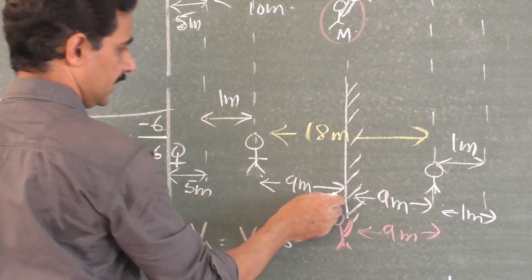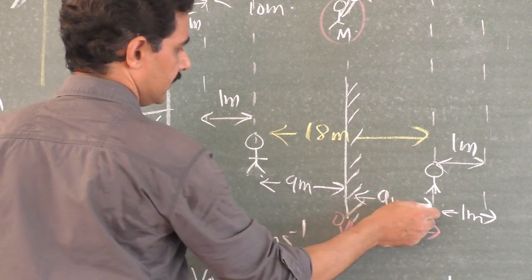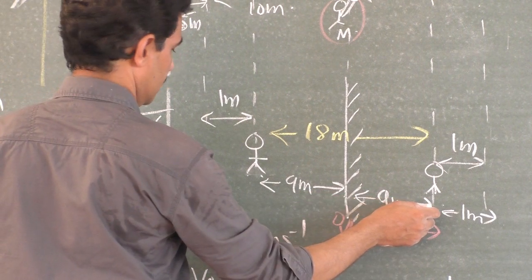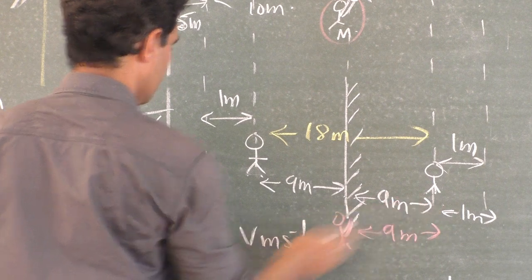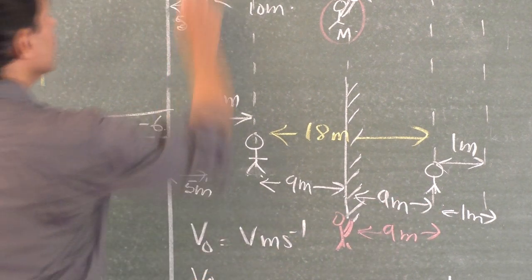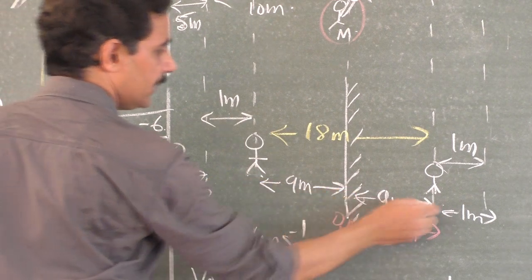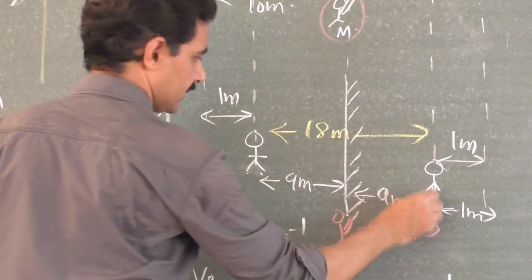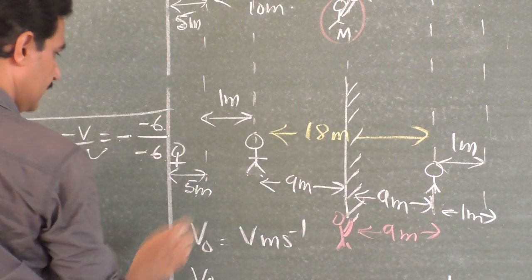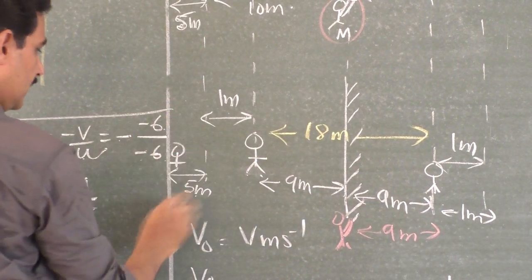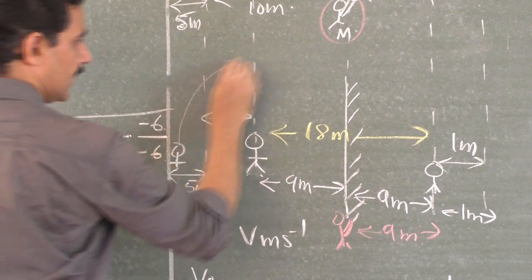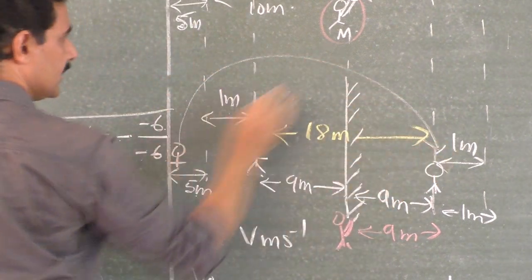5 plus 10 is 15, 15 plus 9 is... 20, no, sorry, where did we go wrong? This is 25, yes. 5 plus 10 is 15. 15 plus 9 is 24. This is the image position. So the new position with respect to the third person is 24 meters. So the distance of the image with respect to the third person is 24 meters.